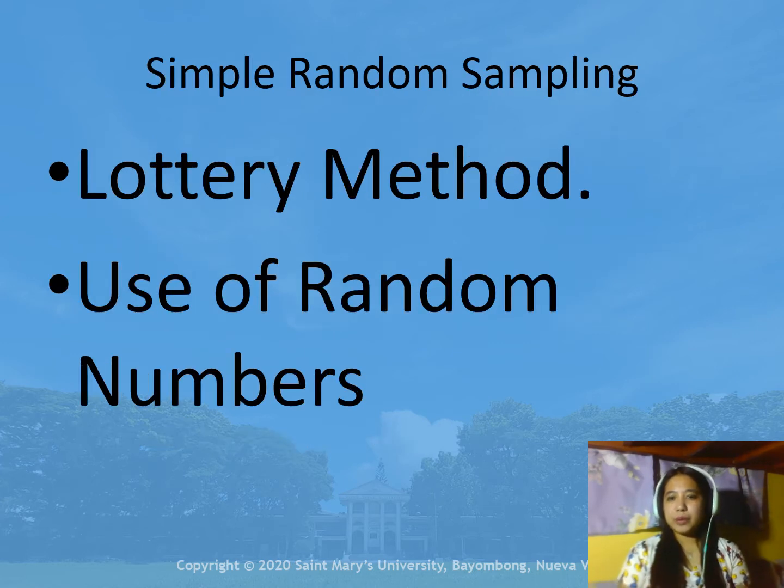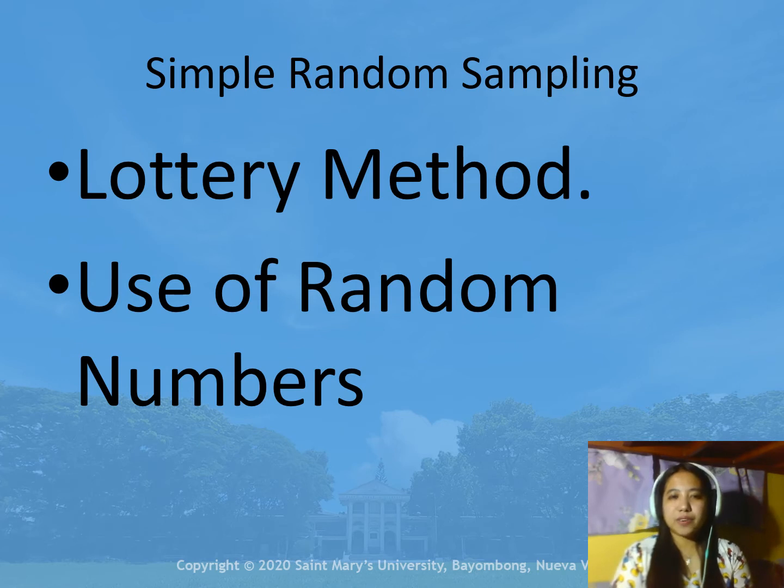In the lottery method, just like in a raffle draw, all you need to do as a researcher is to come up with a piece of paper wherein the numbers of the population are written. So you have to mix that maybe in a bowl or in a box, and then just pick the number of the desired sample size, based now on your calculations of your sample size.